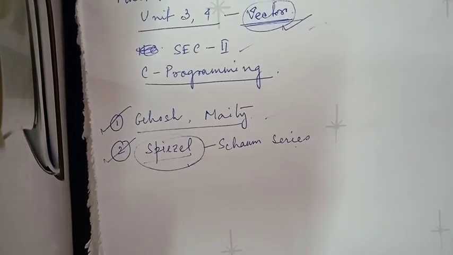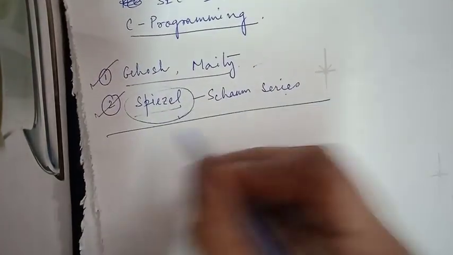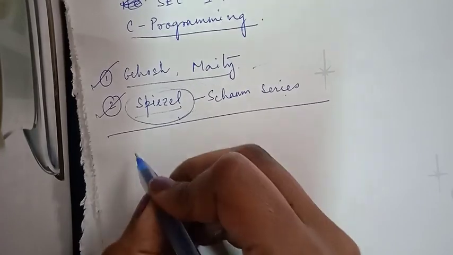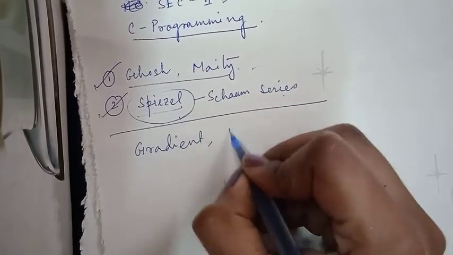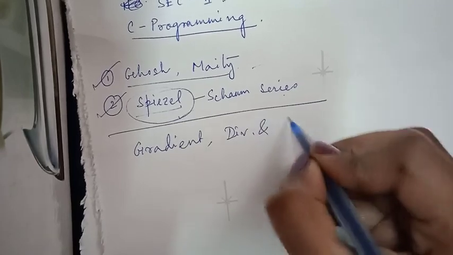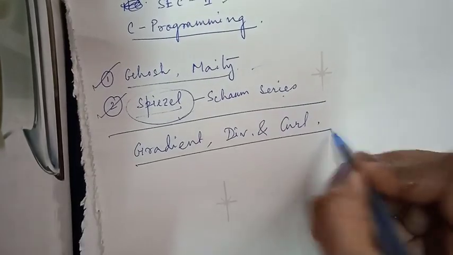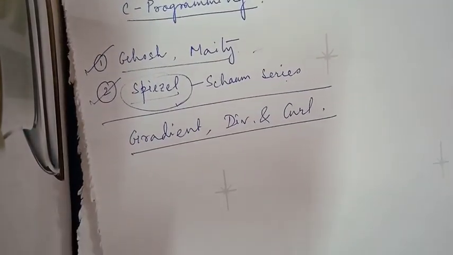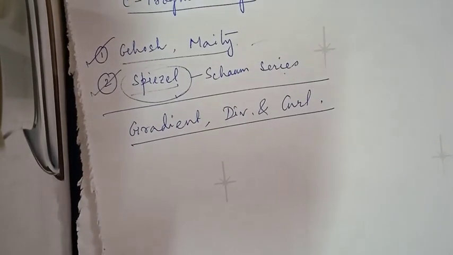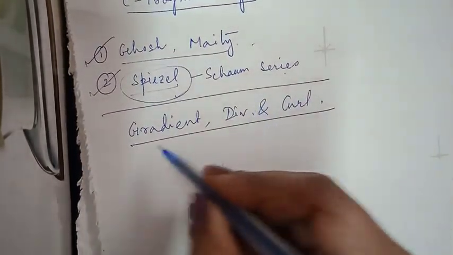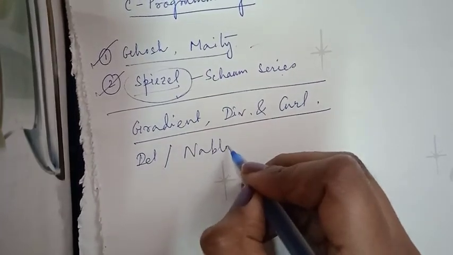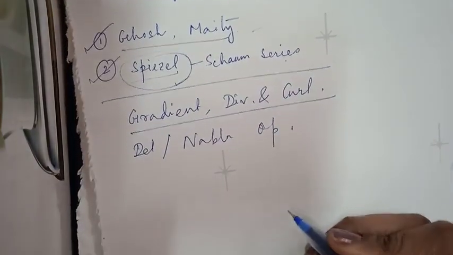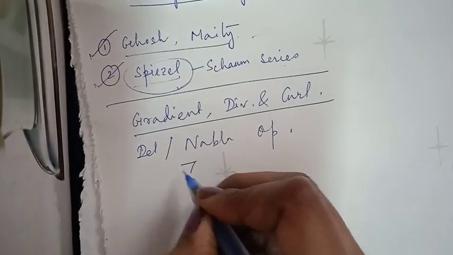So let's start with the first chapter. First chapter is gradient, divergence and curl. You know a little bit from the previous vector algebra. So the first topic is the nabla operator or del operator, which is denoted by this sign.